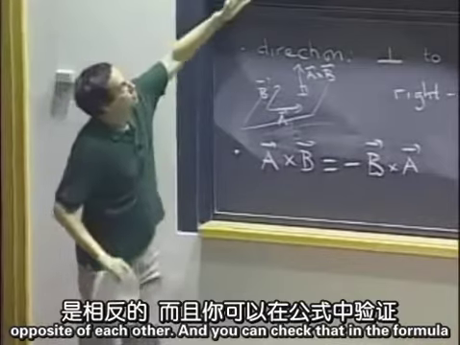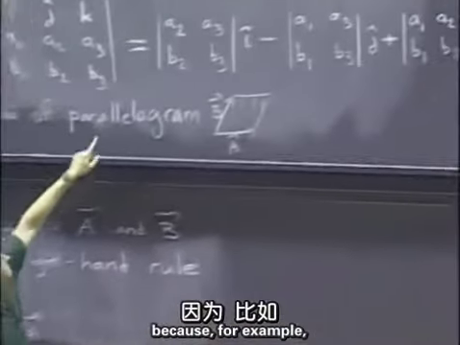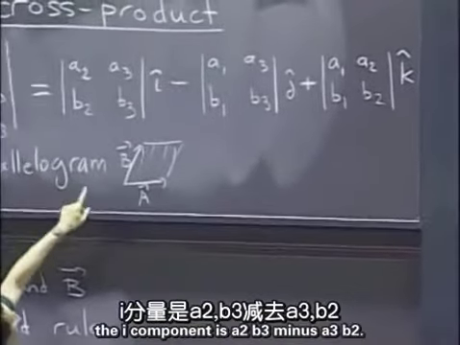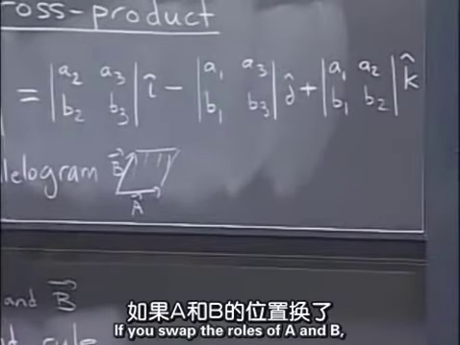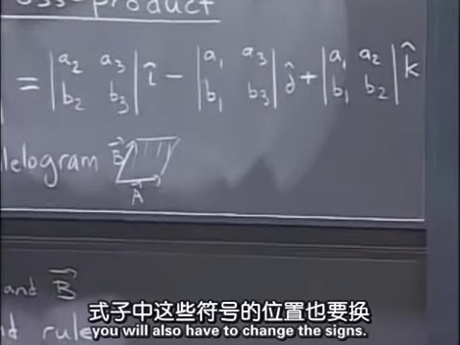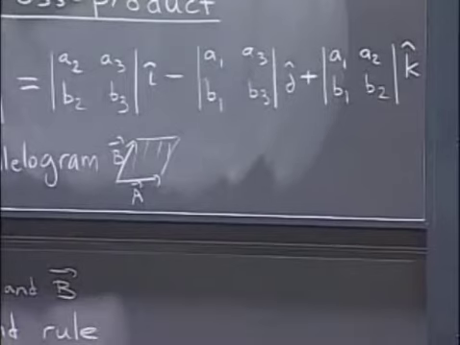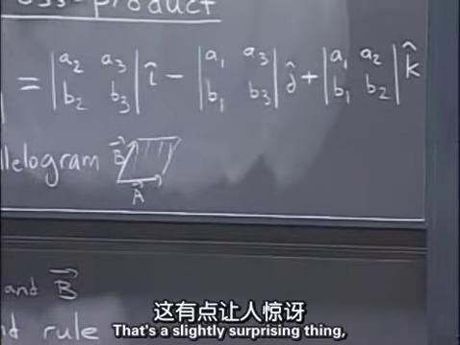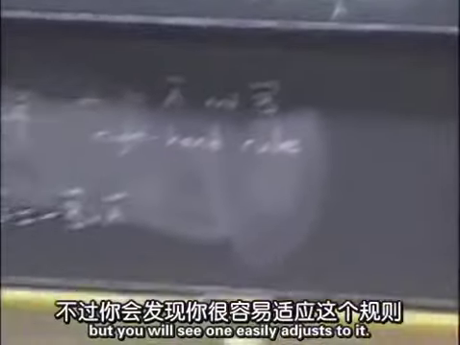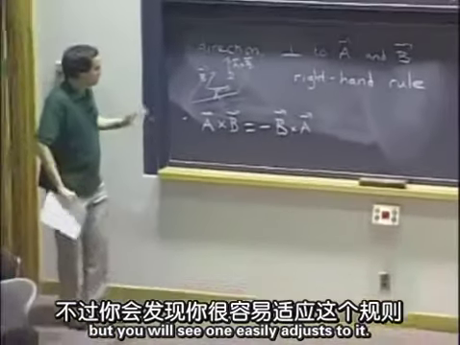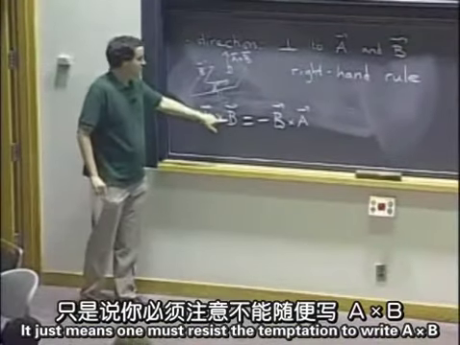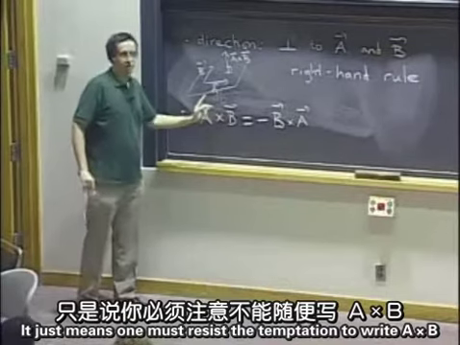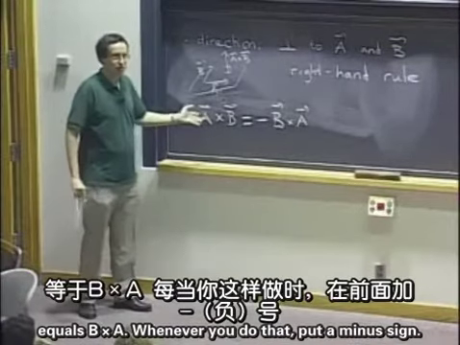And you can check that in the formula, because see, for example, the i component is A2 B3 minus A3 B2. If you swap the roles of A and B, you will also have to change the signs. Okay, so that's a slightly surprising thing, but you'll see one easily adjusts to it. It just means resist the temptation to write AB equals BA. Whenever you do that, put a minus sign.